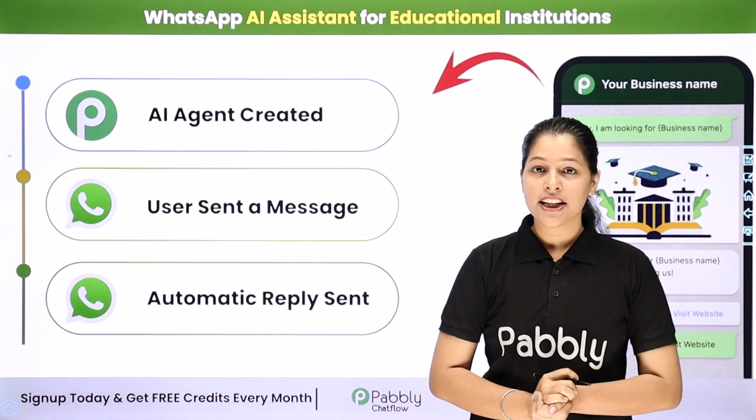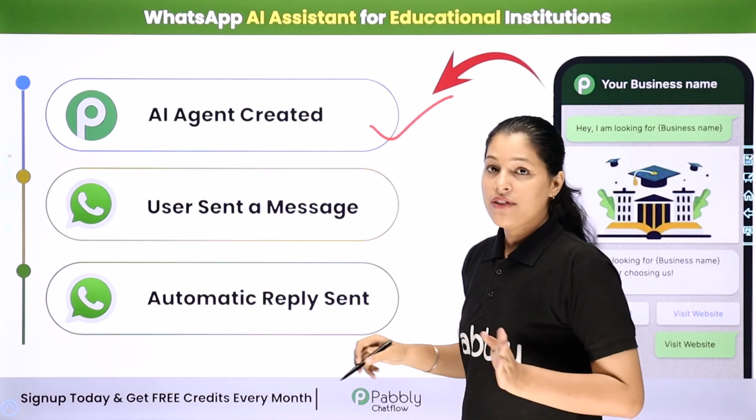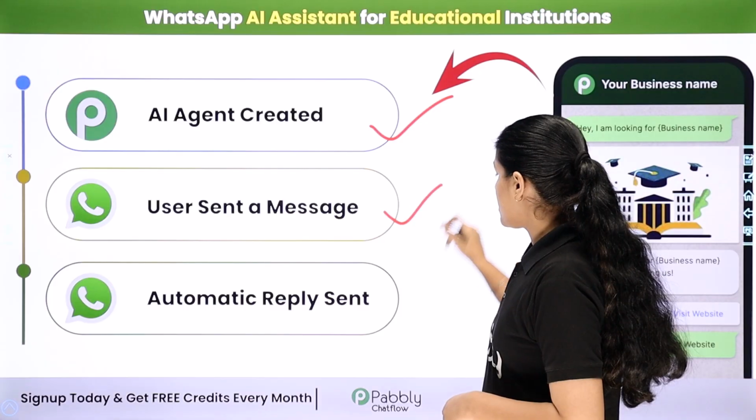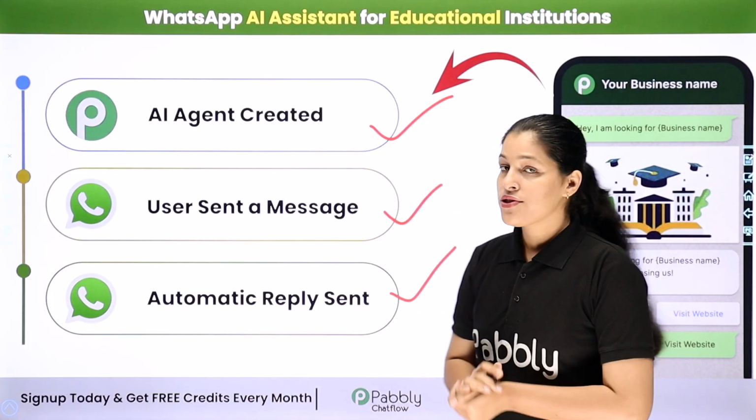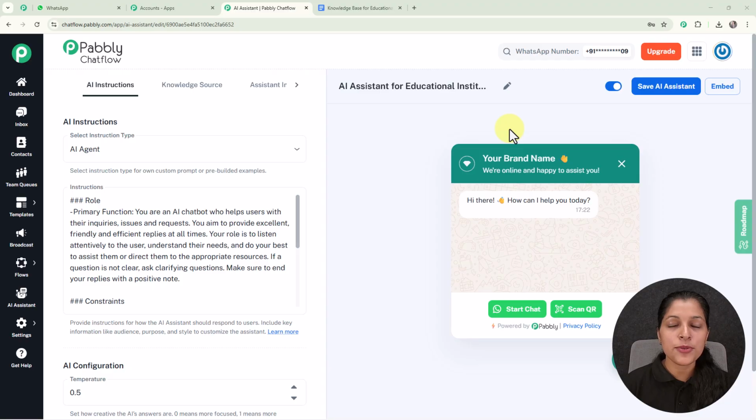So firstly, in this video we are going to create an AI agent using Pabbly Chatflow. Now if a user sends a message, an automatic reply will be sent to them. So if you also want to create this AI assistant, then let me take you towards my screen. Welcome to my screen. So in this video I am going to show you how you can create an AI assistant for educational institutes. So right before you on my screen you can see this is my AI assistant, and I have created this AI assistant using Pabbly Chatflow.